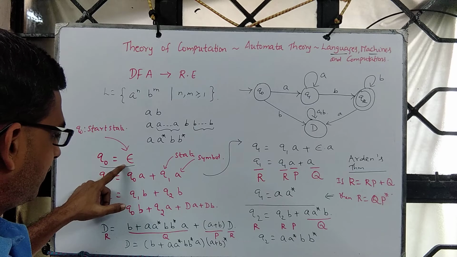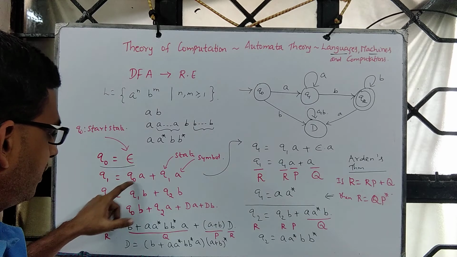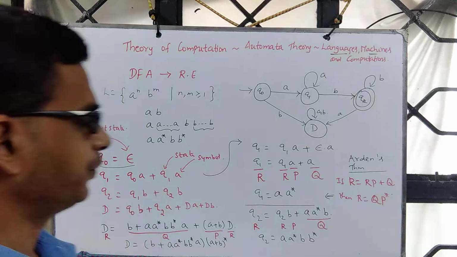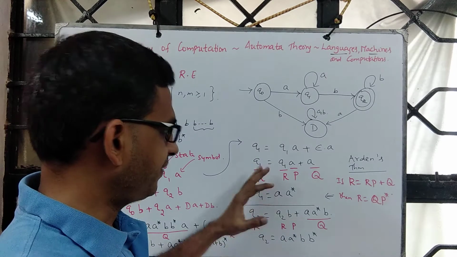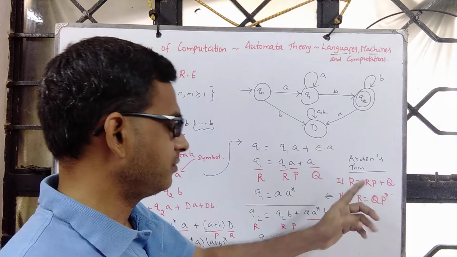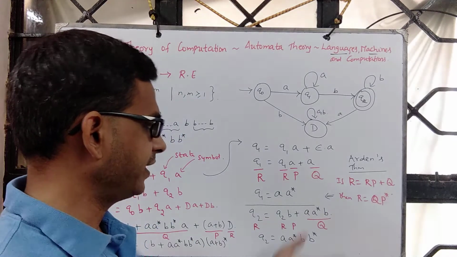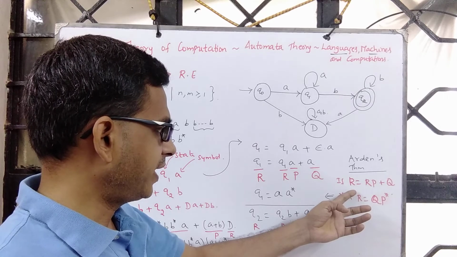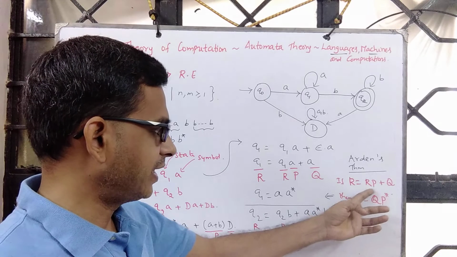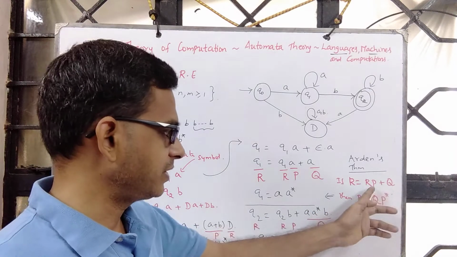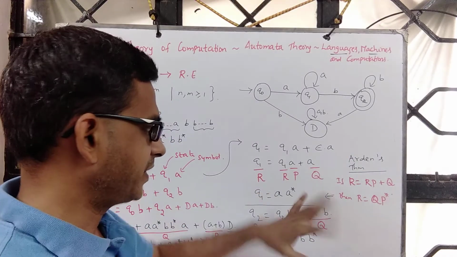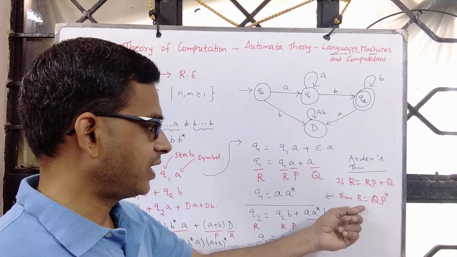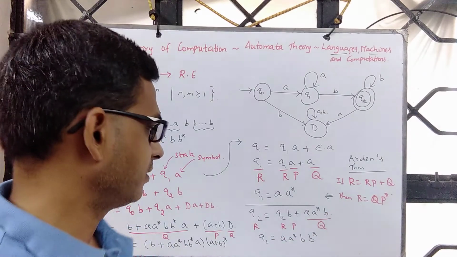So this is straightforward. So this can be used here to get Q1. Value of Q1 can be used here to get Q2. So to simplify, we have used this theorem. The proof of this we shall see soon. And now this says when you have an equation like R equals RP plus Q, Q is some expression, P is some expression, R represents the state.